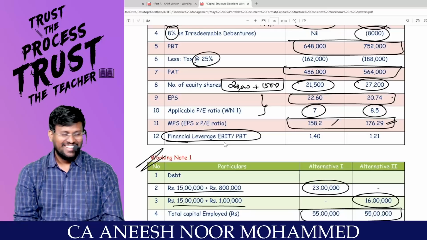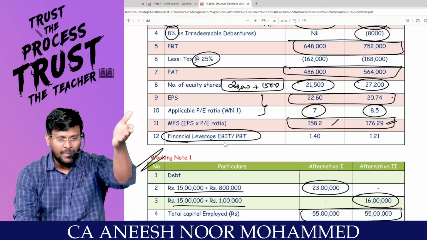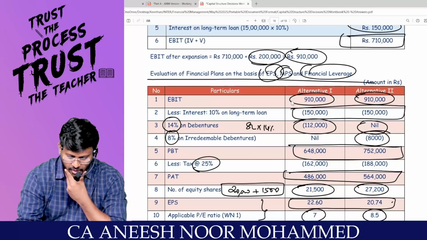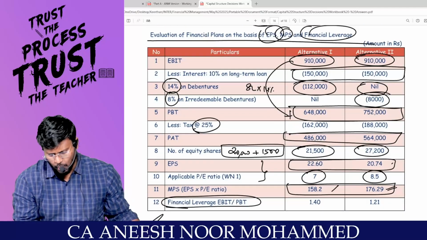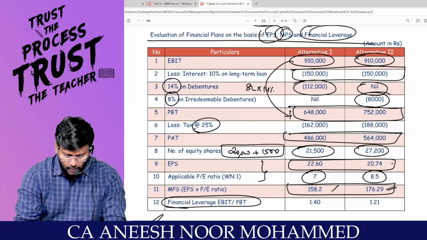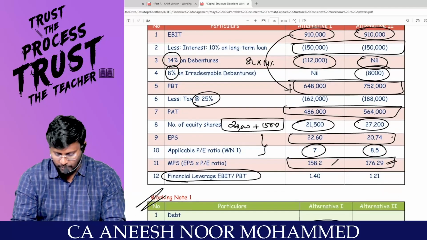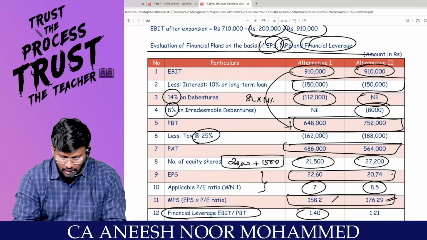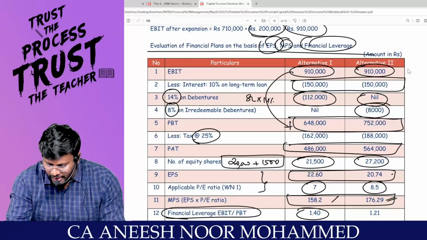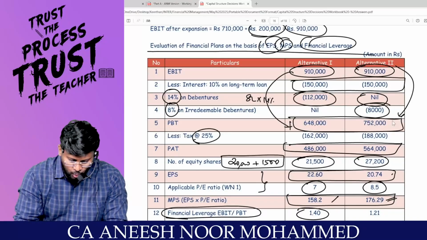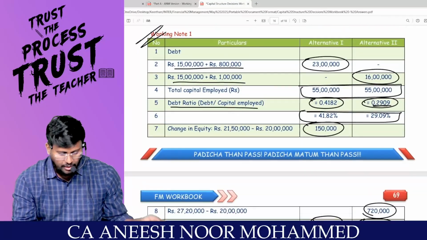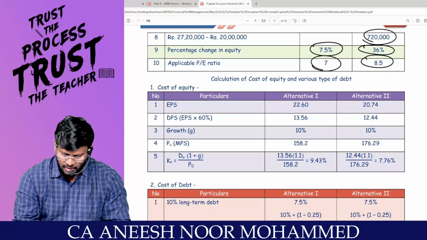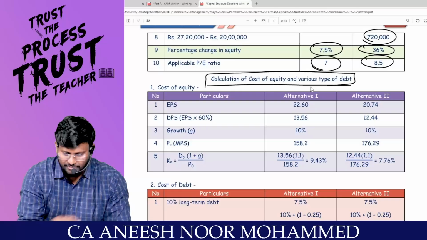Do you know the financial leverage formula? EBIT divided by EBT. What is the EBIT? 9,10,000. EBT is 6,48,000. So 9,10,000 divided by 6,48,000 comes to 1.40. There, 9,10,000 divided by 7,52,000 comes to 1.21.